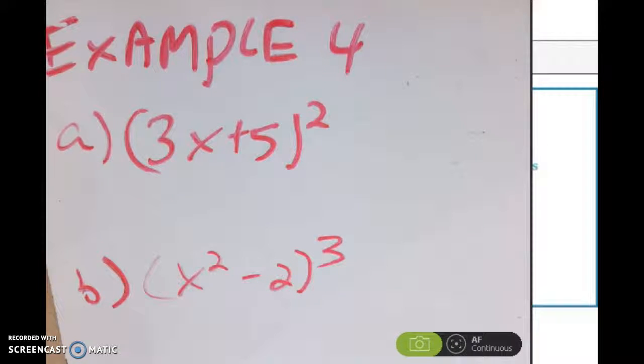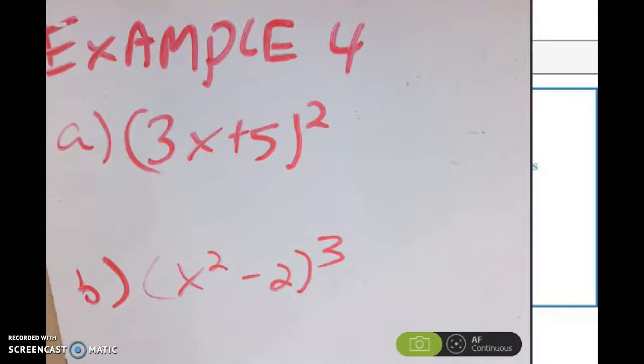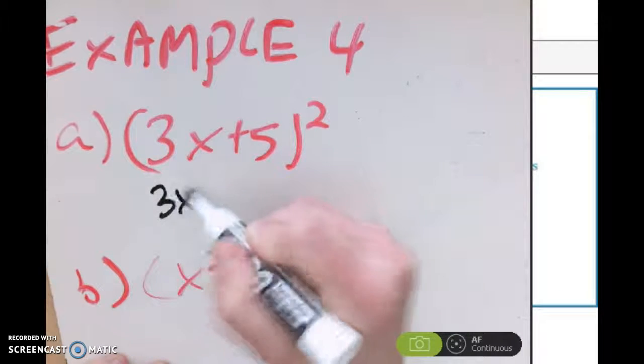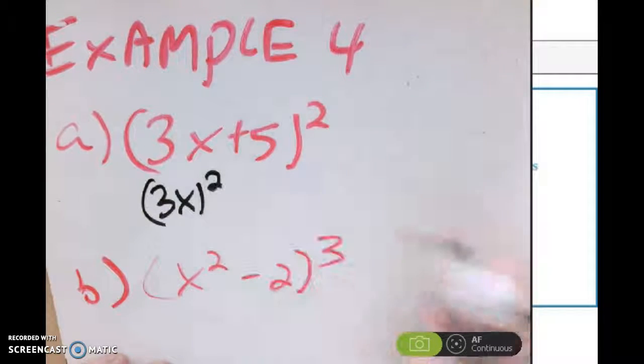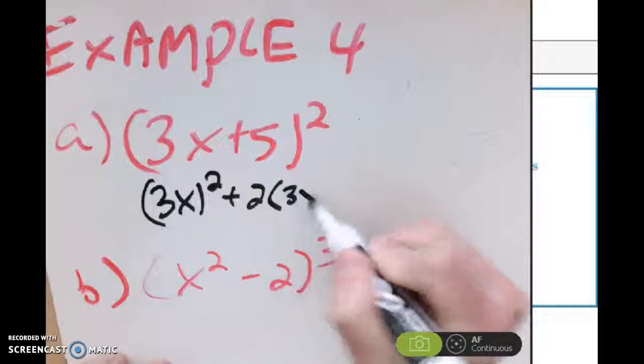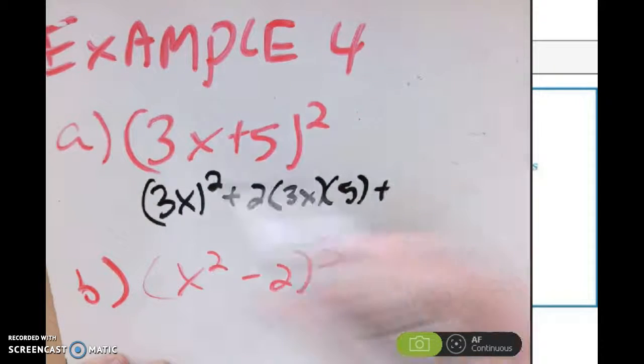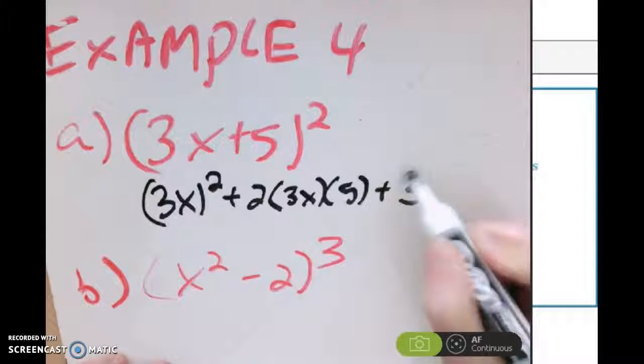So for problem A, we basically have the sum, because it's adding, of a square. So if we look back at what we're going to use, the sum of a square is this one right here. A plus b squared gives us a squared plus 2ab plus b squared. So my a value is 3x. So I would have 3x, but that's my a value, so I have to square that whole thing, plus 2 times a, which is 3x, times b, which is 5, plus b squared, which is 5 squared.